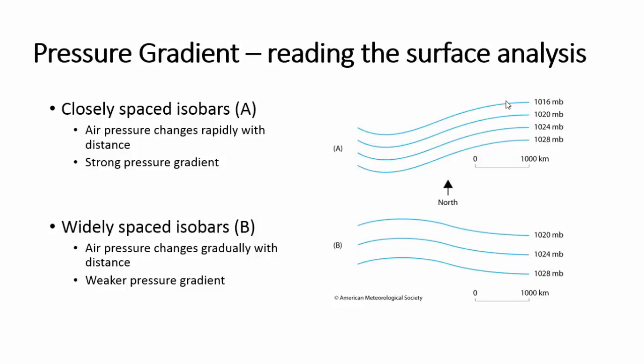So when you're looking on a surface analysis map, it's very easy to quickly see what areas of the United States or any location would have the strongest winds. Just look for the locations where we have the most closely spaced isobars.